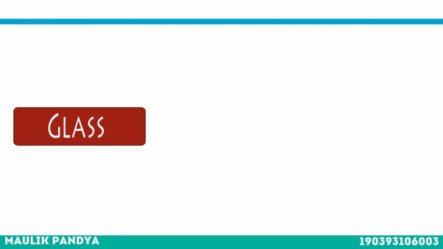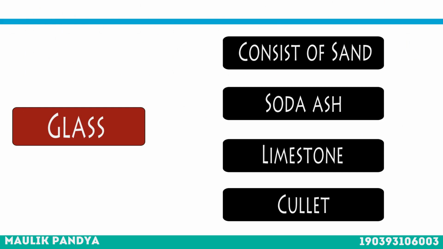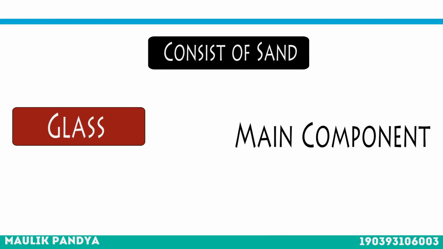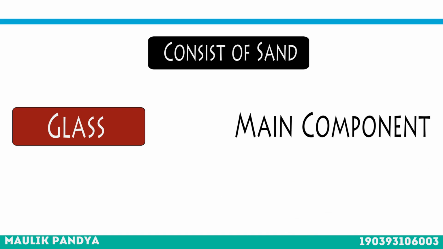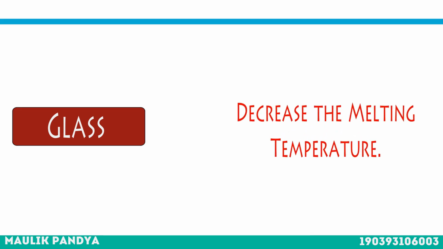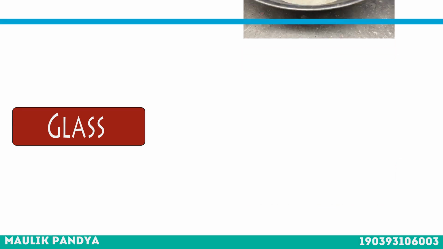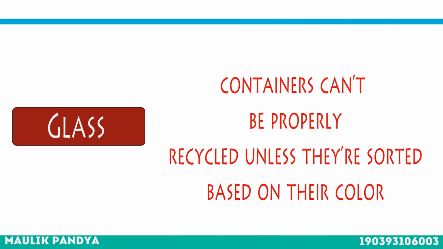Typically, glass containers consist of sand, soda ash, limestone and cullet. Sand is glass's main component and is its source of silica. Soda ash is added to the mixture to decrease the melting temperature. The chemical compositions of different glass colors are slightly different, which affect their melting temperature. Therefore, glass containers can't be properly recycled unless they're sorted based on their color.